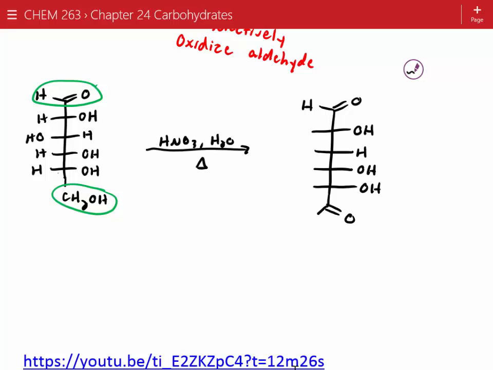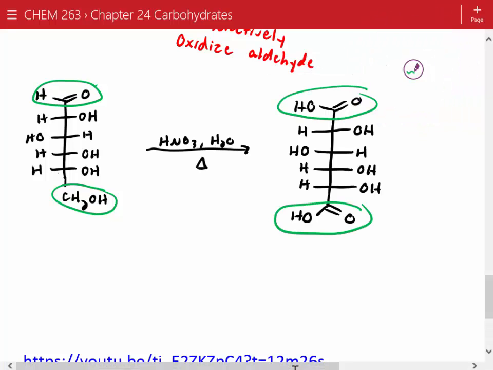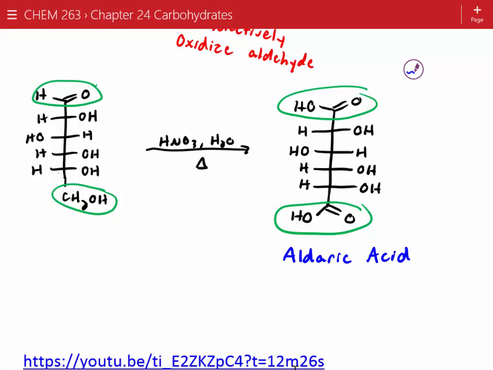And we'll actually go to, oops, sorry, that top one should be a carboxylic acid too. So now we've converted both of these to carboxylic acids. And this is referred to as an aldaric acid. And again, these can be synthetically useful as well. No, you do not need to know the mechanism for that.